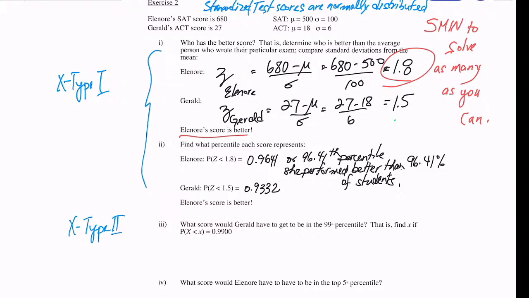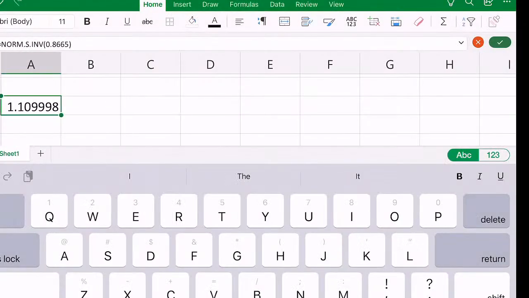Before I go there, I just want to show you how we do this type of problem in Excel, okay? So let's see, again, cross my fingers. Let's work with Elenore first with a mean of 500 and a standard deviation of 100. That's the normal distribution of her cohort.